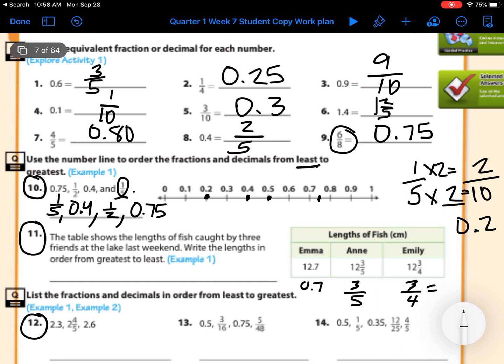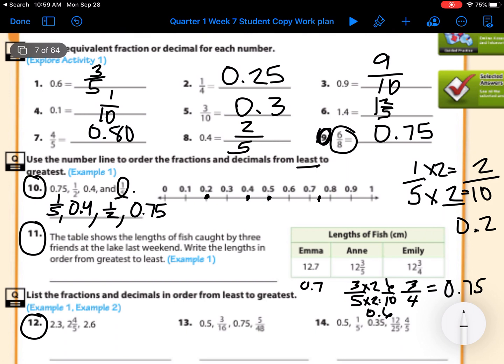All right, so 3/4 equals 0.75. We did that up here in number 9. 6/8 is the same as 3/4. So we know that that's 0.75. Now to get this into a decimal, we want to get our denominator to 10. 5 times 2 is 10, so 3 times 2 is 6. 6/10 is 0.6. So now I have 12 and 7/10, 12 and 6/10, and 12 and 75/100.